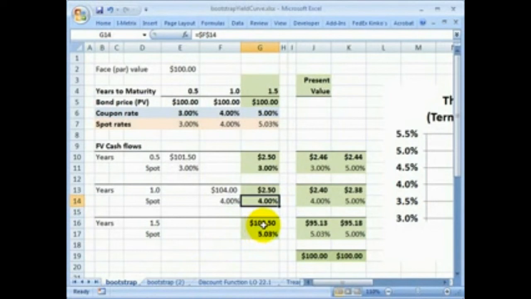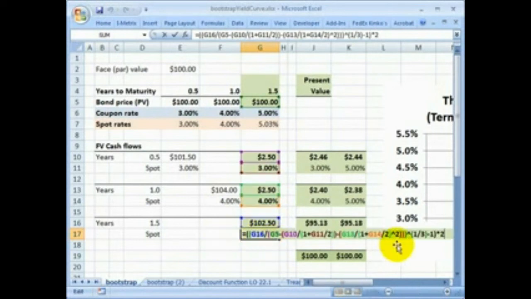So what we end up with really is this final cash flow of $120.50. We end up actually not knowing the 18-month spot rate. That's what we're solving for. But the fact is we have one equation and one unknown. We know that if we discount all three at the respective theoretical spot rates and add those together, we should get the price of the bond, or 100. We know everything except for that 18-month discount rate, which will become our 18-month theoretical spot rate. So we can solve for that.